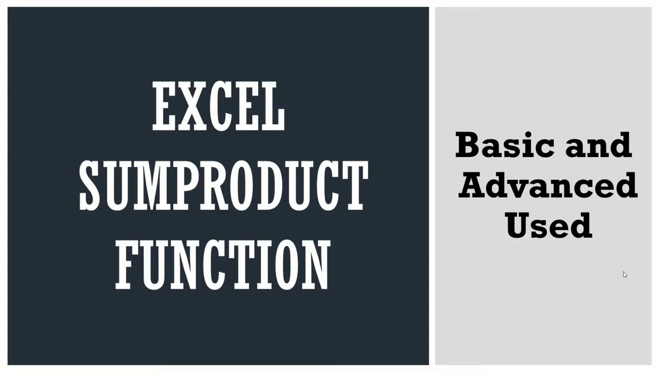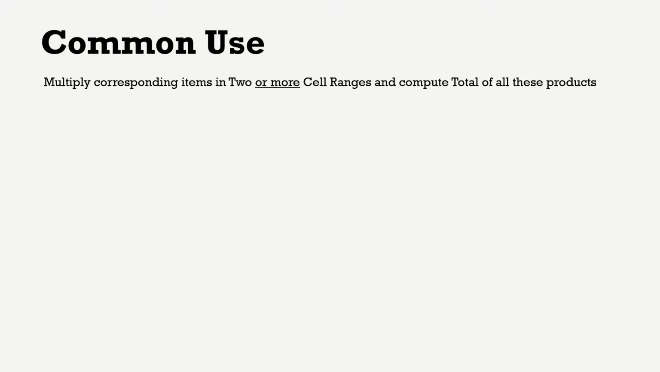In this short tutorial, I will take you through the basic and advanced uses of Excel's SumProduct function. The SumProduct function in Excel is commonly used to compute the total of products of corresponding cells in two or more cell ranges. Let's understand its working by looking at this next visual.